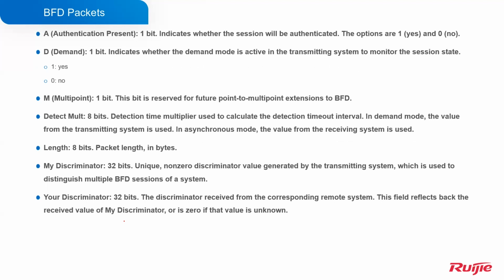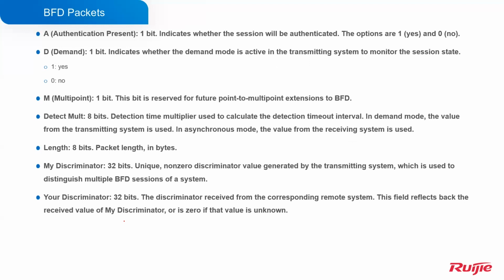Next field is detect multi. It is the detection time multiplier used to calculate the detection timeout interval. In demand mode, the value from the transmitting system is used. In asynchronous mode, the value from the receiving system is used. You can say it's different. Since nowadays we only support asynchronous mode, you just need to remember that the value is determined by the receiving system. And then it's the packet length, which is quite easy to understand.